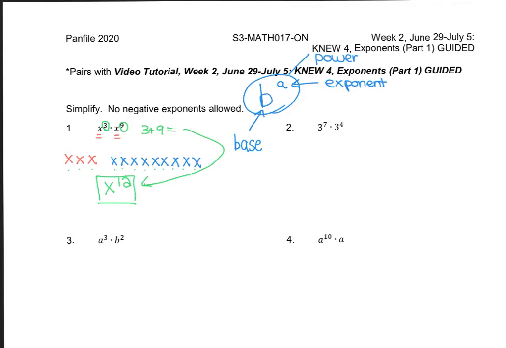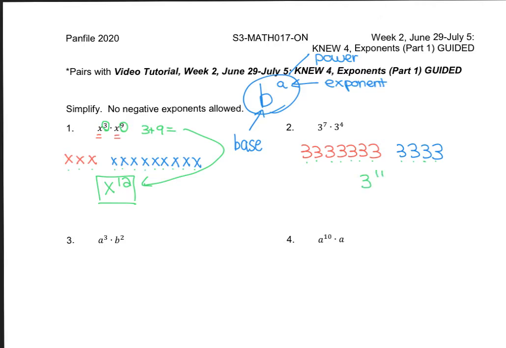Okay, for number 2, we can do the same thing. We have 3 7 times: 1, 2, 3, 4, 5, 6, 7. We have 3 4 times: 1, 2, 3, 4, which really means we have it 1, 2, 3, 4, 5, 6, 7, 8, 9, 10, 11 times. So we really have 3 to the 11th.